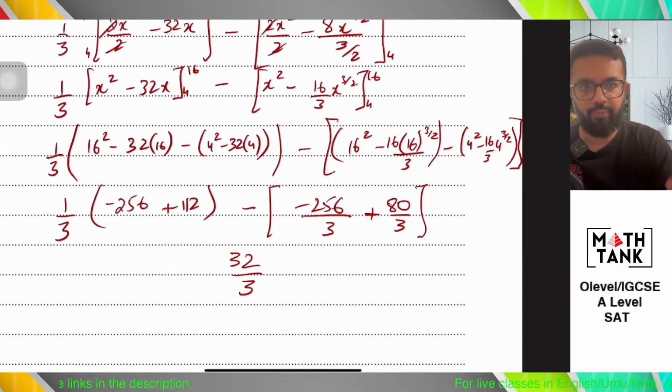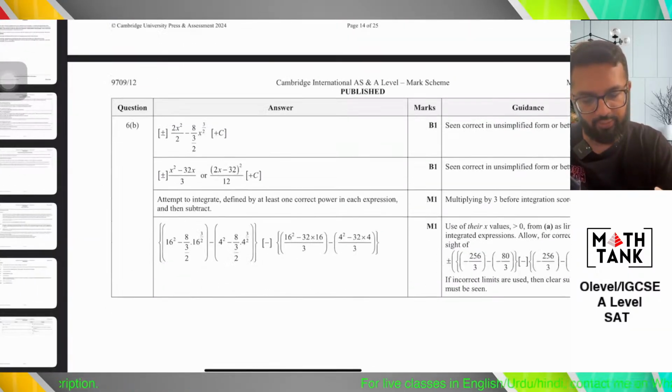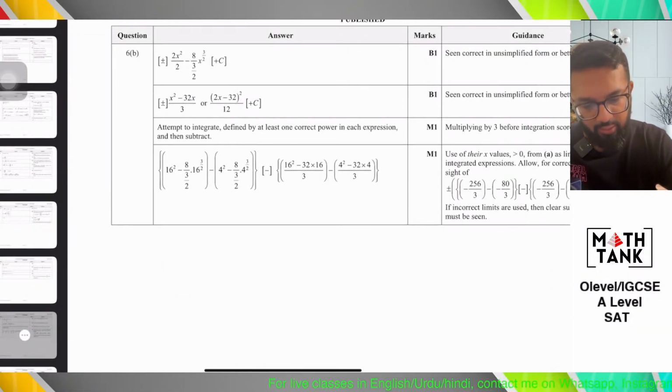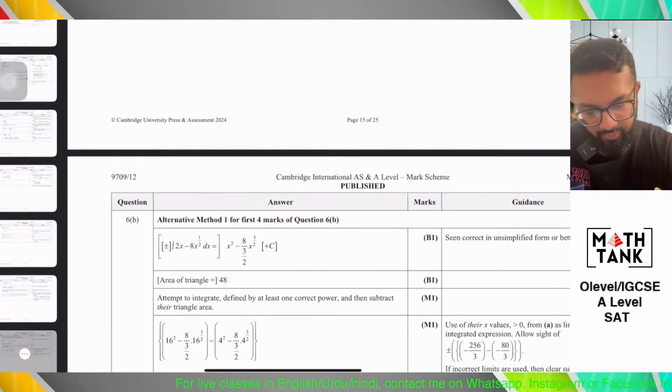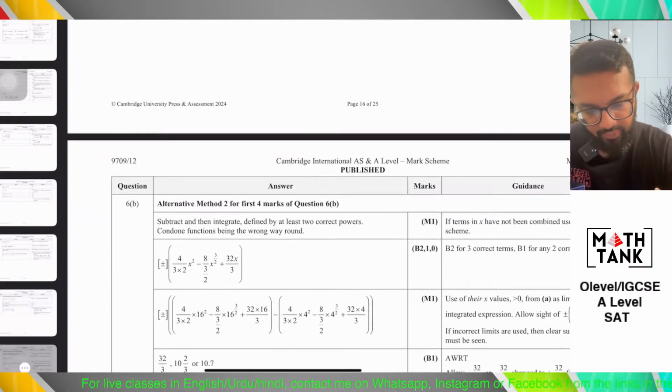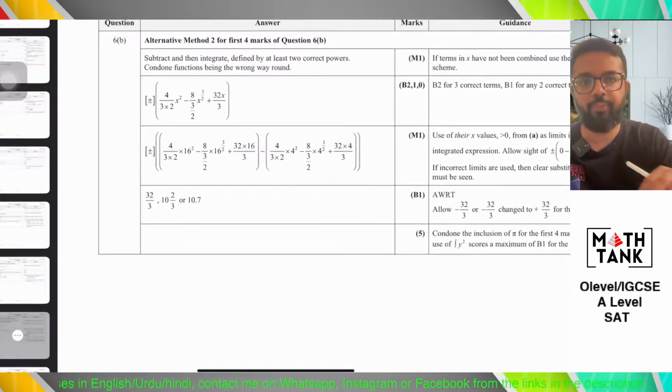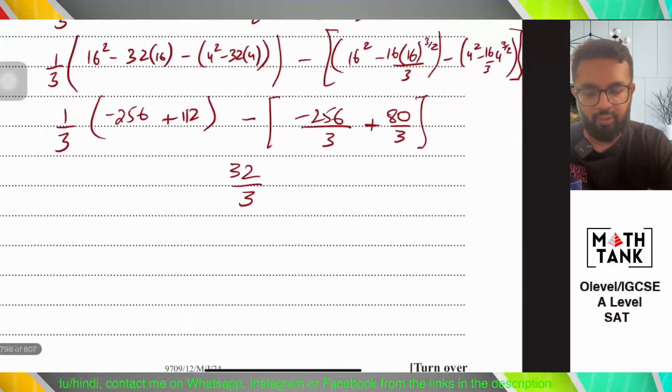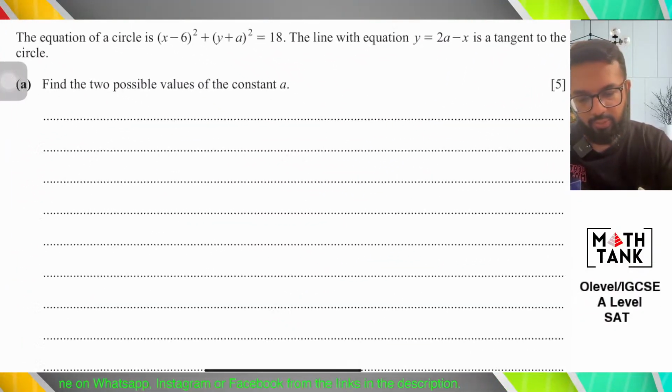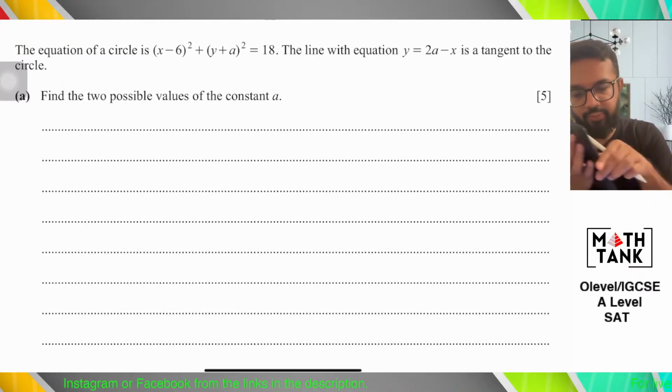32 over 3. Hope that's the correct answer. 32 over 3. Answer. Okay. Question number 7. The equation of a circle is this.